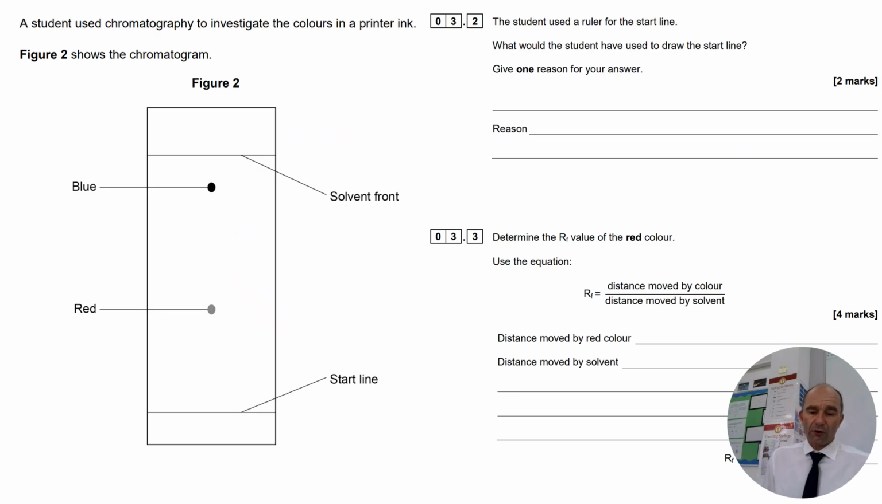And then we're on to chromatography. So we're going to carry out chromatography of the colours in the printer ink, and you've got your chromatogram, which is figure 2 on the left there. Now the student used a ruler for the start line. What would the students have used to draw the start line? Give a reason for your answer.